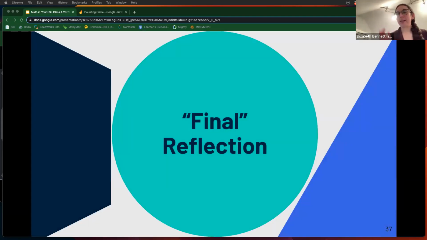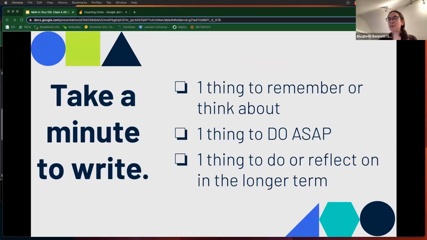And then for the final reflection, not really the final reflection, but we have 3 minutes left. So take a moment to write to yourself. If you want to write in the chat and share with all of us, that's fantastic. I would love to hear what you're thinking. But also I think it's important to keep notes just for yourself. So on your own piece of paper or your Google Doc or whatever, just take a moment and write down one thing you want to remember or think about, one thing you're going to try to do ASAP, and then one thing you would like to try or reflect on in the longer term.